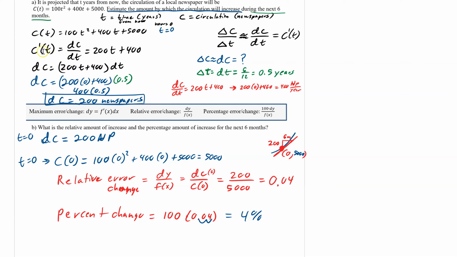So by taking the derivative, finding dc, multiplying it by what 6 months represents in terms of years, they get a change in circulation of 200 newspapers. And then they can take that and divide it by 5,000 to give the actual change, the relative change. And then multiplying it by 100, they get a percent change. So it's just normal stuff that you would normally do to find out what the percentage of increase should be using derivatives.